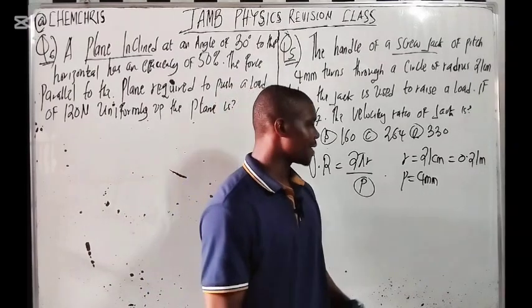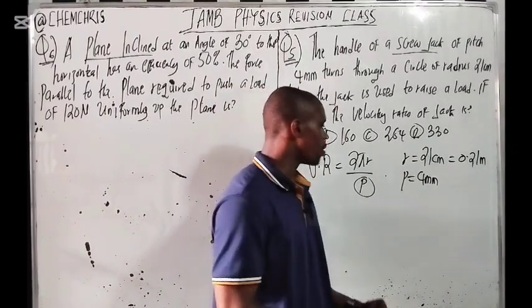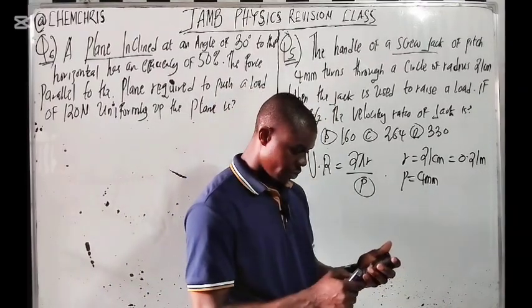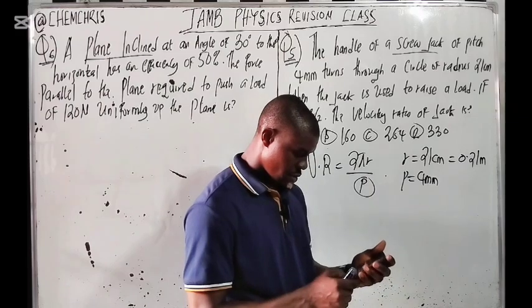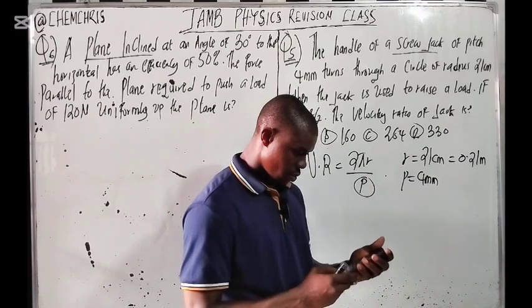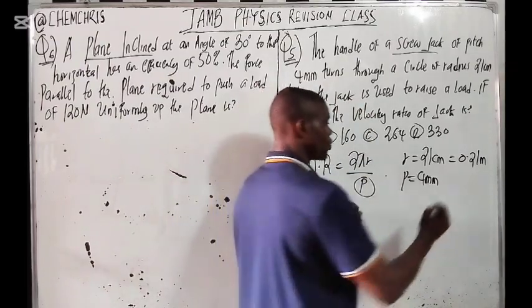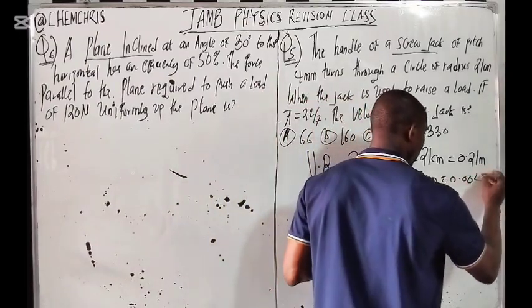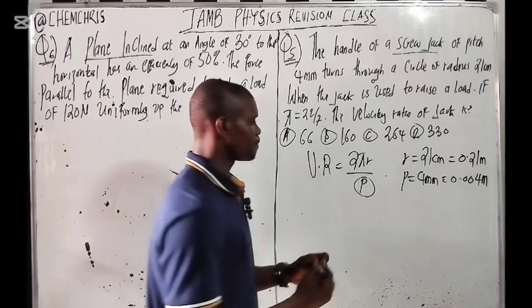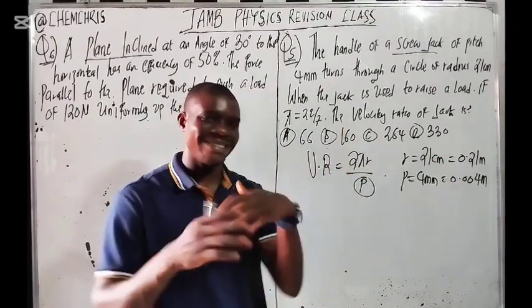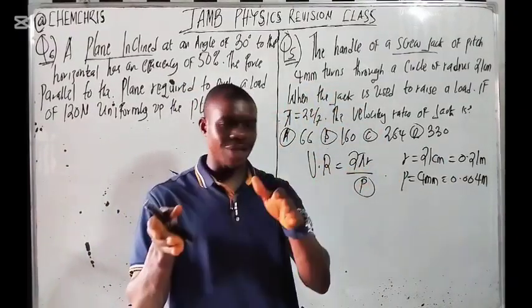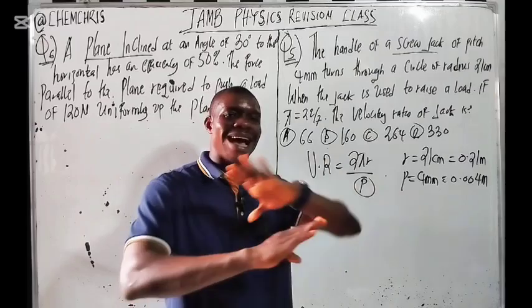0.21 meter, right? So what about the millimeter? 4 divided. If you convert millimeter to meter, you get 0.004 meter. Do you understand? So once they say you will calculate the velocity ratio of the screw jack, it is as easy as that.